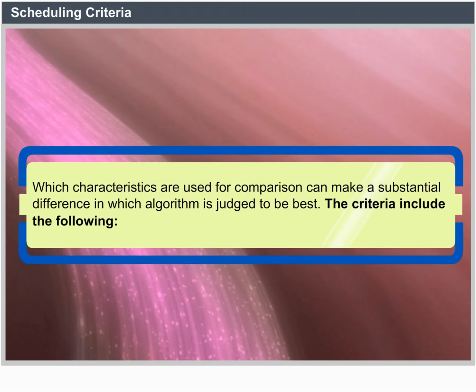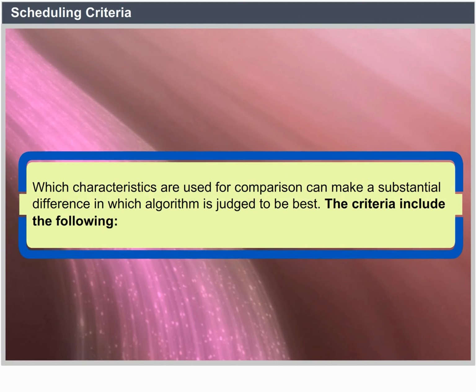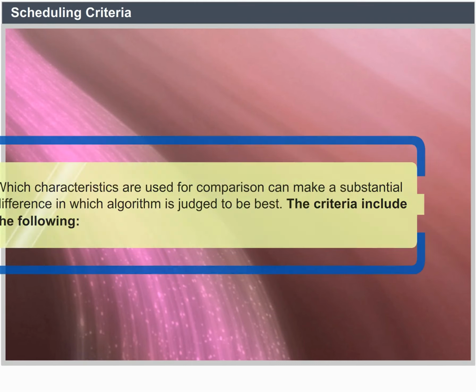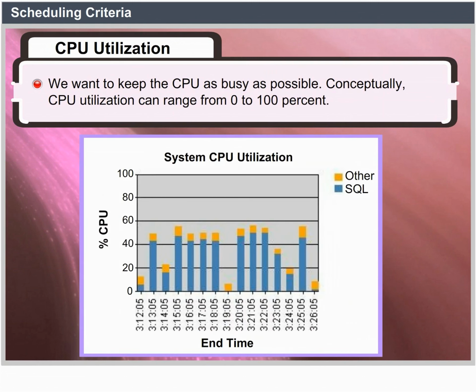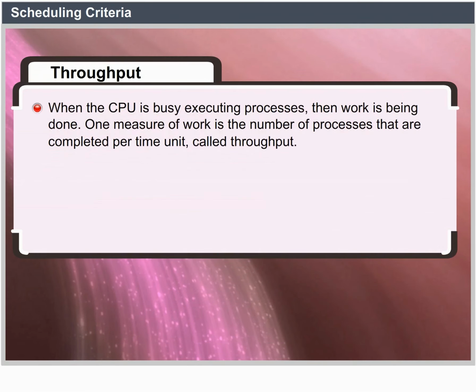The criteria include the following: CPU utilization. We want to keep the CPU as busy as possible. Conceptually, CPU utilization can range from 0 to 100%. In a real system, it should range from 40% for a lightly loaded system to 90% for a heavily loaded system.